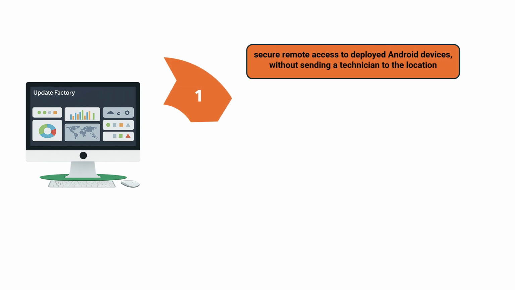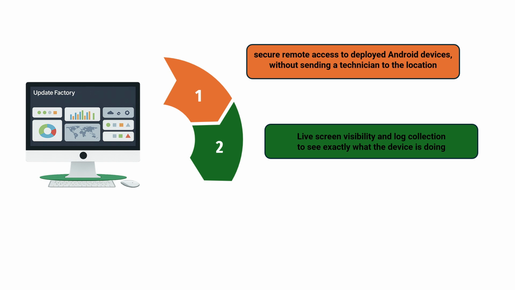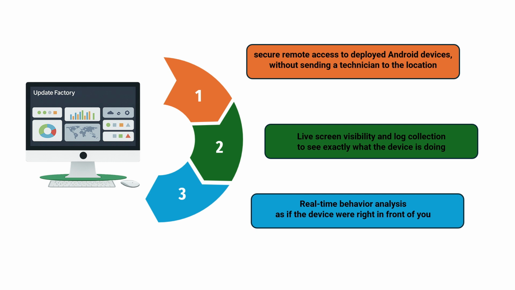Update Factory from Kynetics introduces a dedicated peer-to-peer remote debugging feature designed specifically for scenarios where a single target device needs to be debugged and diagnosed. It allows the product team to securely access and inspect deployed Android devices remotely, view what's happening on the screen, collect logs, and analyze behavior in real time, almost as if the device were sitting right in front of them.